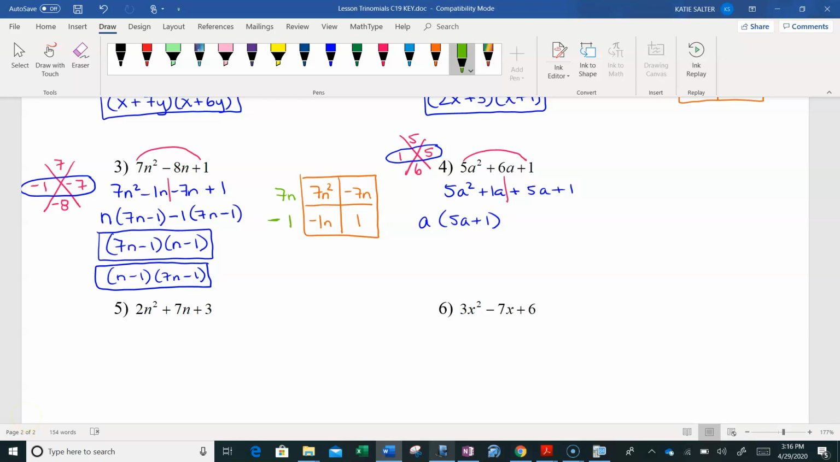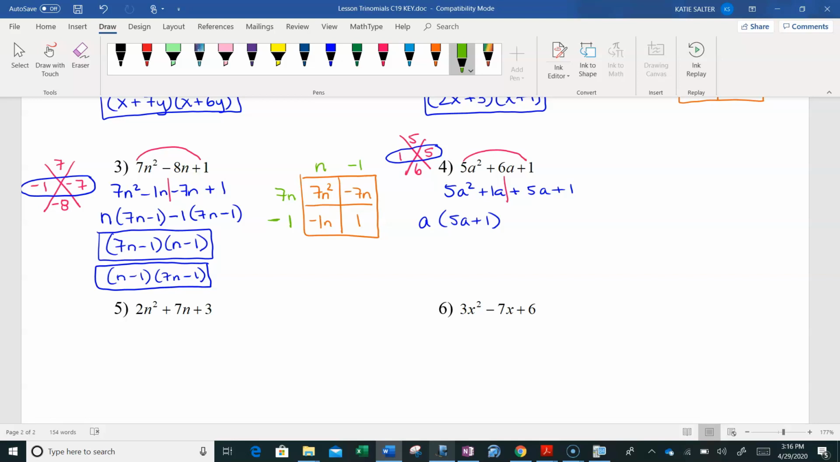You can just ask yourself, what would I have multiplied 7n by to get 7n squared? n. What would I have multiplied 7n by to get negative 7n? Negative 1. But again, if the first term is negative, you have to factor out a negative. And the only thing that 7n and 1 have in common is negative 1. And then you can put them together to write your group.